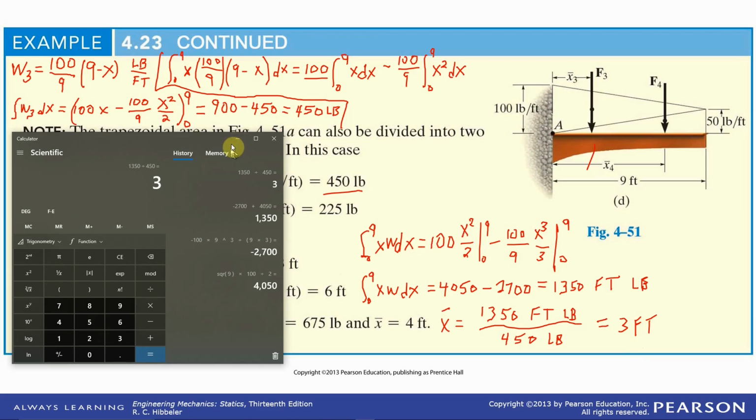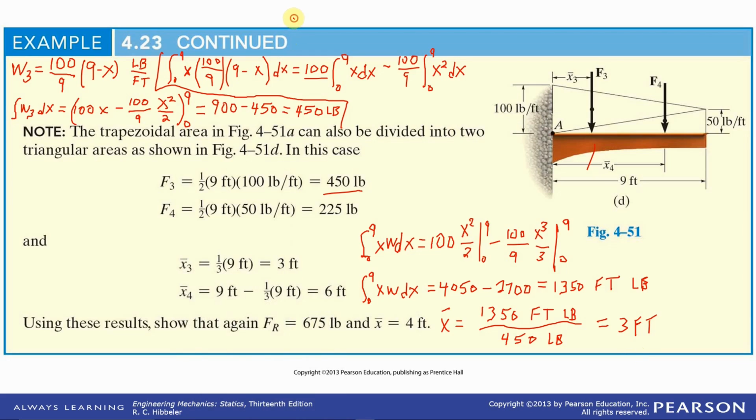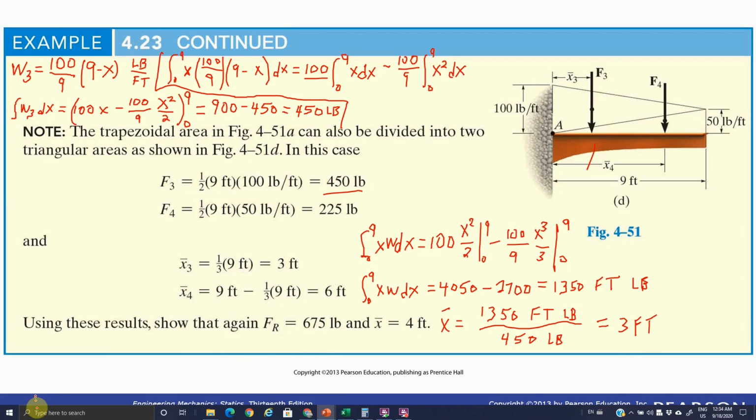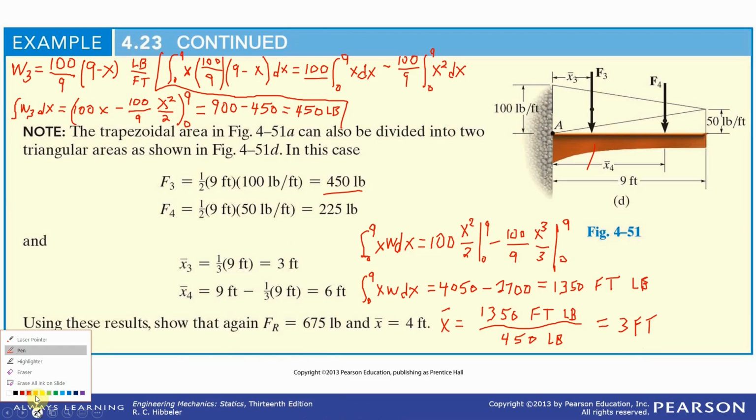That should do it, folks. I wanted to go through this once just to show you that the x bar of a triangle is a third of the base from the big side, 1/3 of the distance.